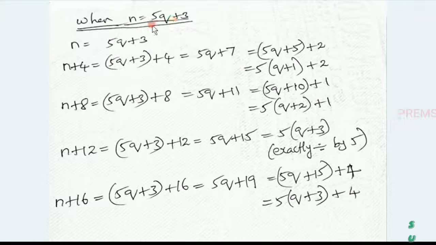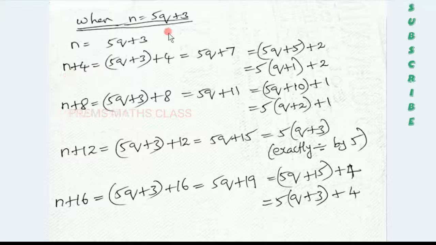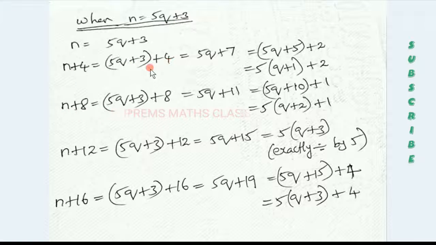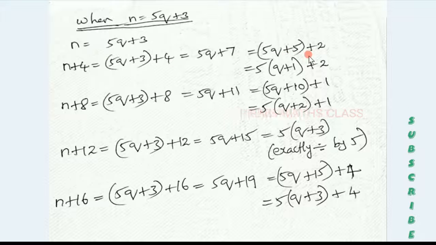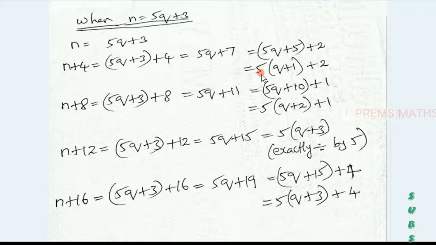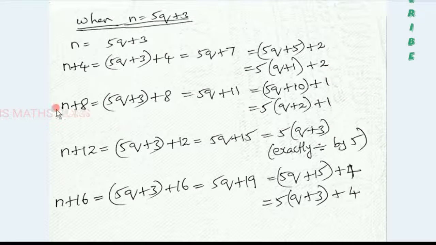Next case, n is equal to 5 cube plus 3. Substituting n is equal to 5 cube plus 3, here the remainder is 3. So not divisible by 5. Next, n plus 4. n is 5 cube plus 3 plus 4. 3 plus 4 is 7. So this 7 can be written as 5 plus 2. So 5 into cube plus 1 plus 2. So here the remainder is 2, not divisible by 5.